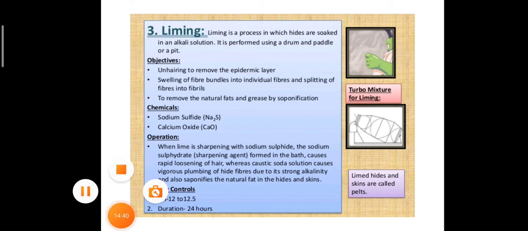Next the process is liming. Liming is a process in which hides are soaked in an alkali solution. It is performed using a drum, a paddle or a pit. The liming process is done to remove the epidermic layer.